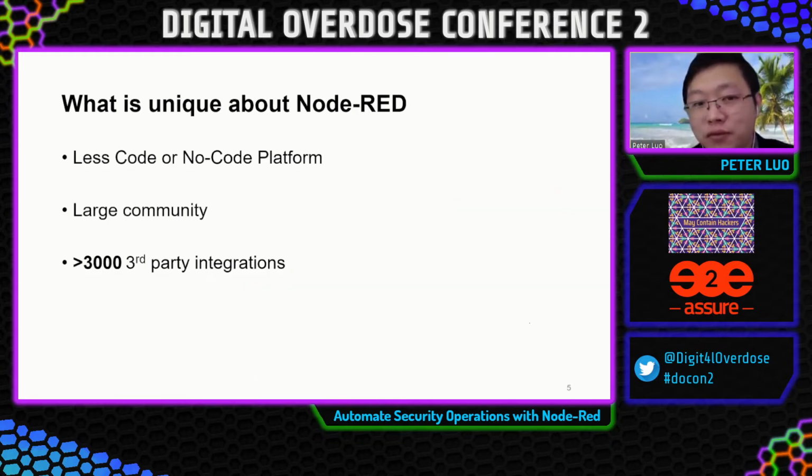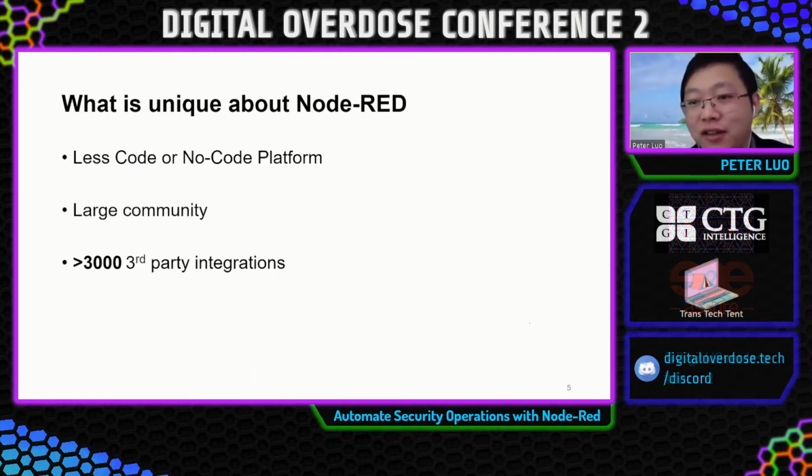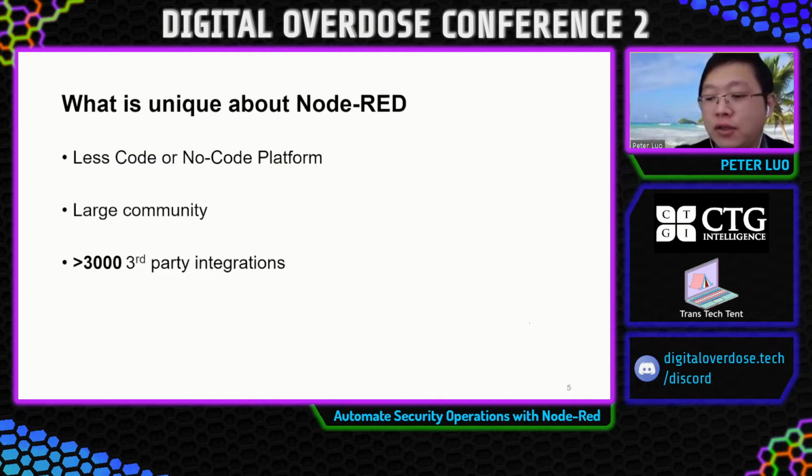But now we possibly have better tools that enable you to write less code. It's a little ambitious to say no code, but with the help of the community and the technology, you can probably write less code. One we found is an open source automation tool, Node-RED. It was mainly for IoT automation and has been there for over 10 years. It has a large community, more than 3,000 integrations, and people are actively contributing to it.